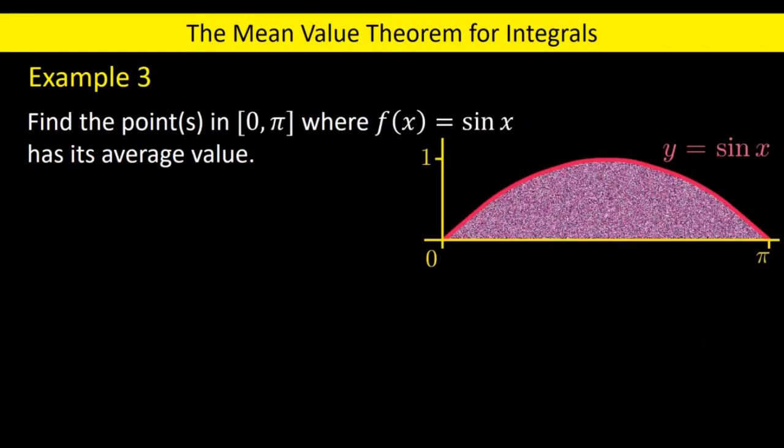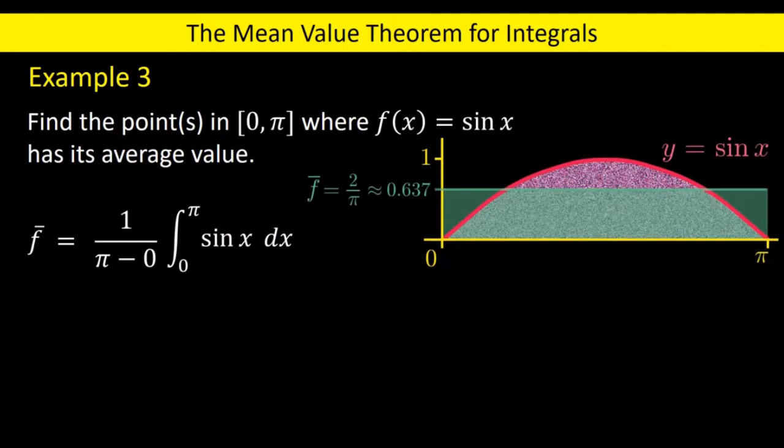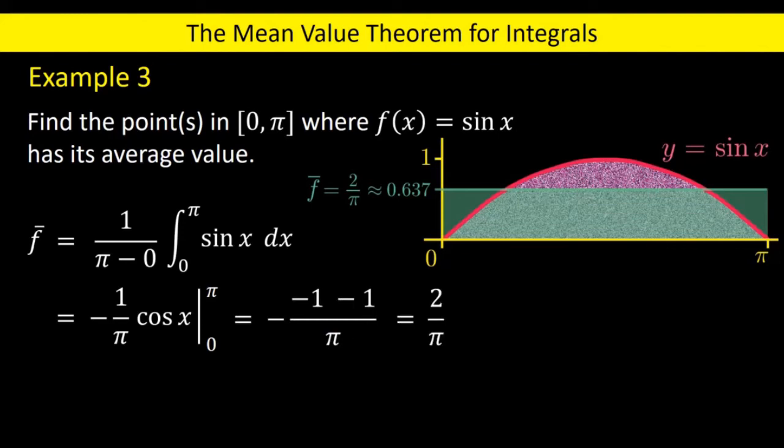Let's move on to a third example. Now we're asking for points between 0 and pi where the sine function attains its average value. So first we have to compute the average value. Here's the definition. To integrate, use the fundamental theorem of calculus, evaluate our antiderivative between the two endpoints, and simplify. The average value is 2 over pi. That's about 0.637. Now from the graph, it should be believable that the area under the arch is the same as the area of the green rectangle.